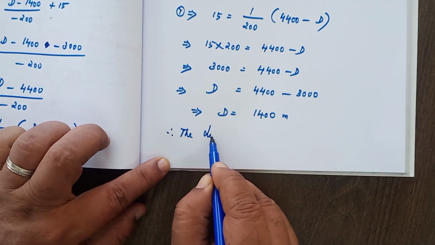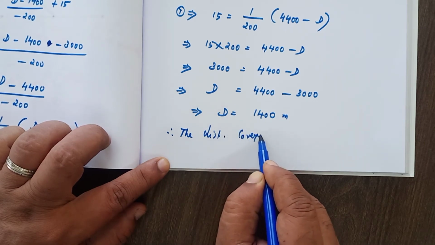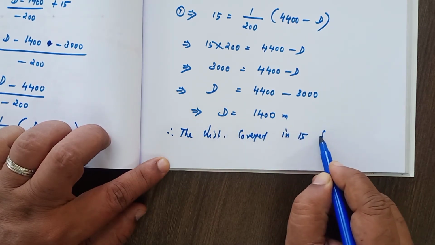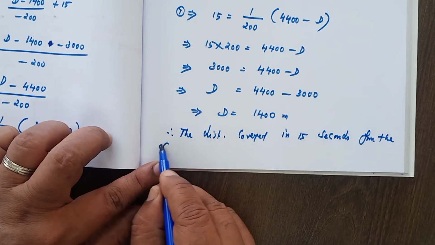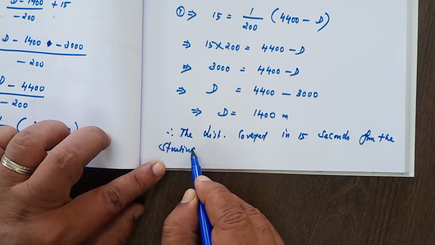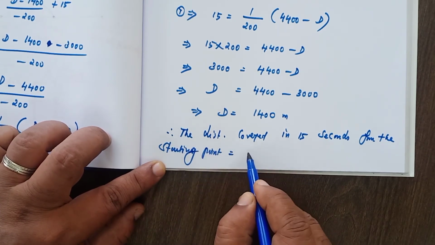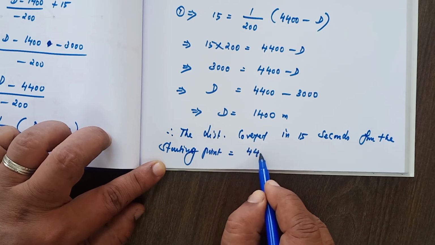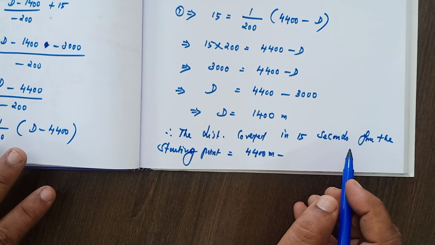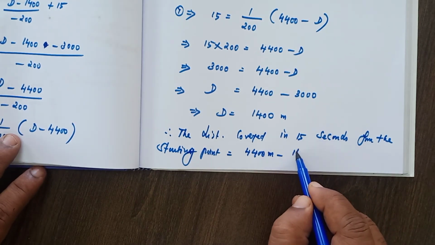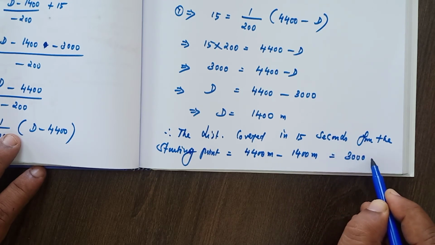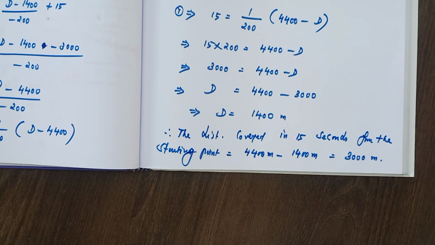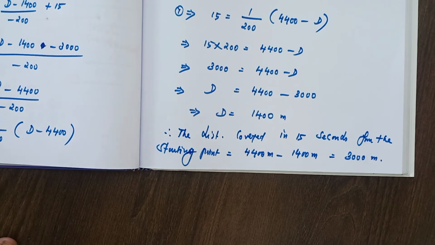Therefore, the distance covered in 15 seconds from the starting point is equal to total distance, that is 4400 meters, minus 1400 meters. That is equal to 3000 meters covered from the starting point in 15 seconds. Okay, subdivision 2 is over. Now subdivision number 3.